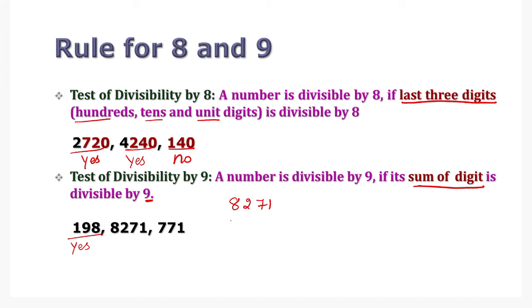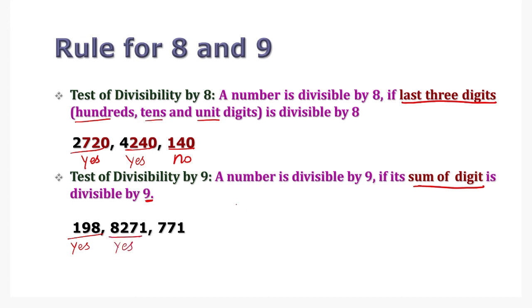So again, we have to take the sum. So 8 plus 2 plus 7 plus 1, which is equal to 18. So we have to check whether it is divisible by 9. So 18 divided by 9 would be equal to 2. Again, as we are getting a whole number, we could conclude that 8271 is divisible by 9.